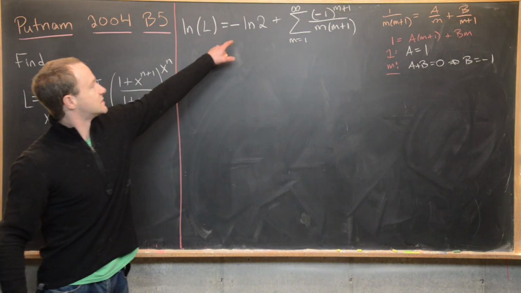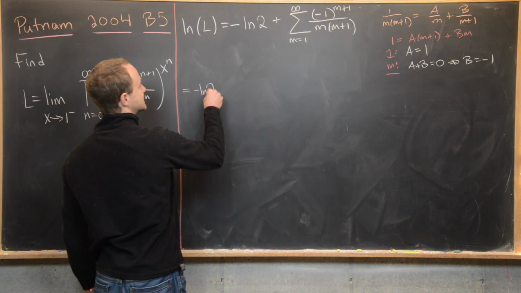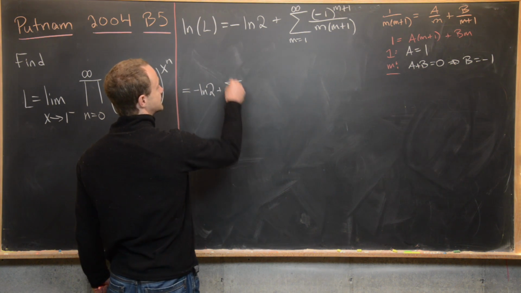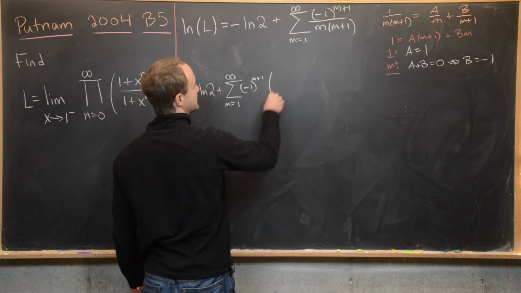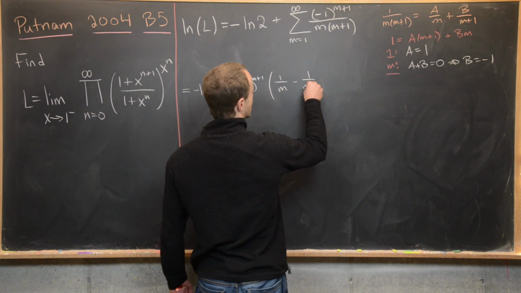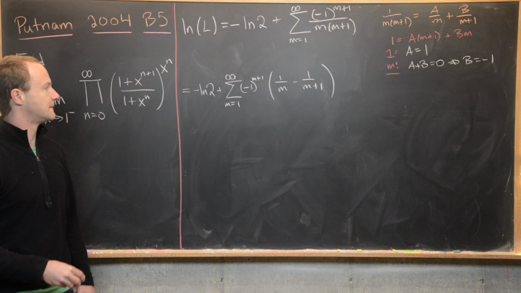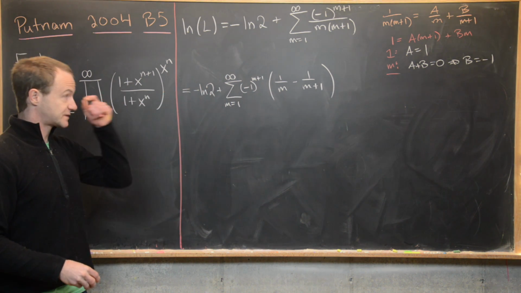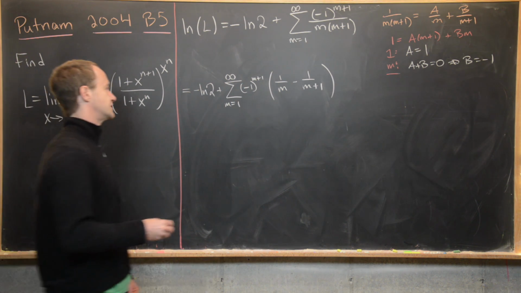Okay, good. So now that tells us that we can take this and rewrite it as minus natural log of 2 plus this sum as m goes from 1 to infinity of (-1)^(m+1) times the quantity 1 over m minus 1 over m plus 1, like that. Now next what we would like to do is to split this into two different sums. So we know everything here converges, so we're allowed to do that.